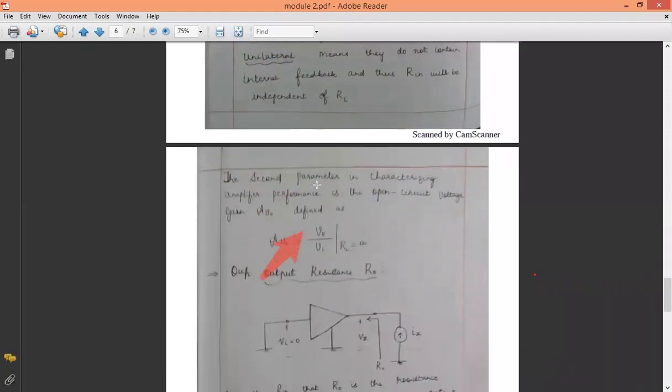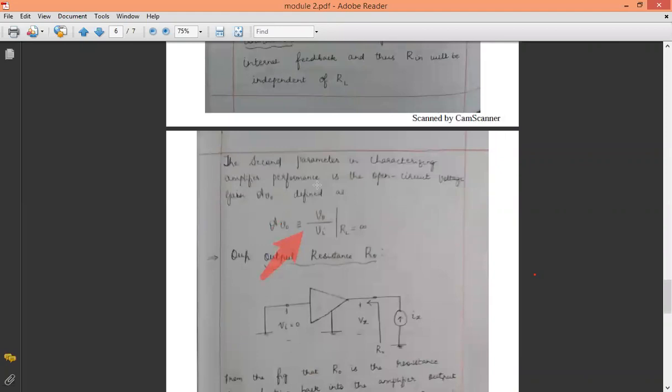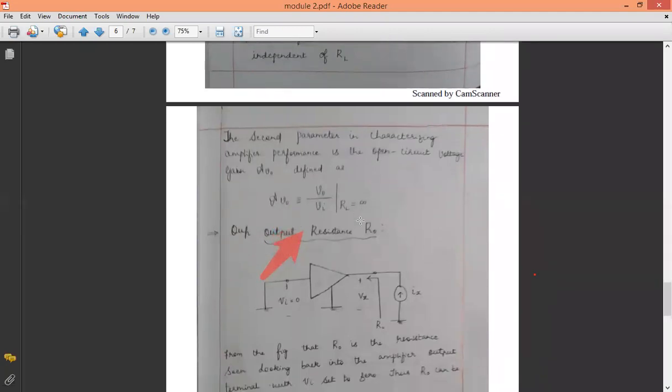The second parameter we are discussing is AV0, which is the open circuit voltage gain. Why do we call it open circuit voltage gain? When we don't have RL, or when the value of RL is infinite. Understood? Yes, ma'am. First parameter? Nishant?